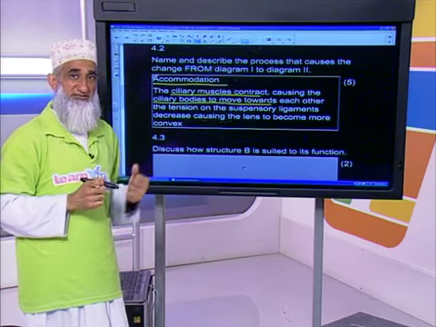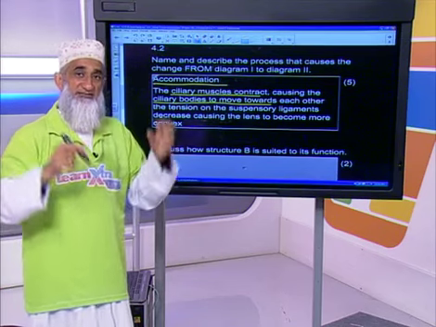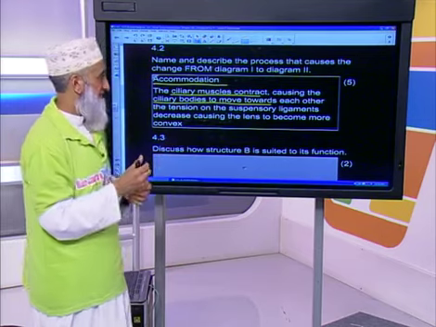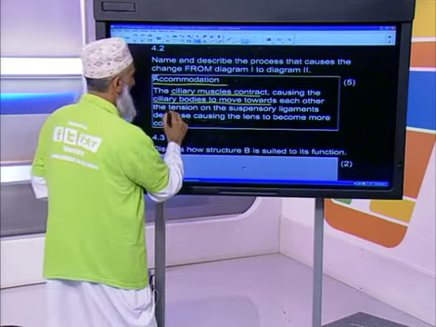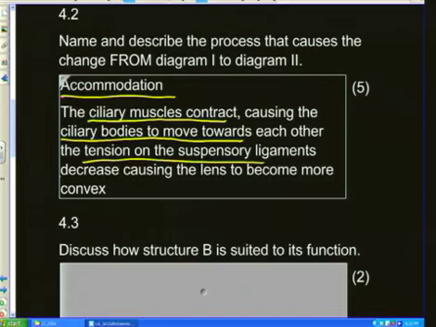And when we were teaching the section, I stressed that point, that the ciliary muscles contract towards the lens. And the tension on the suspensory ligaments decreases, causing the suspensory ligaments to become slack. That means they're not tight. And if they are slack, there's less tension on the lens, and the lens then becomes more convex.